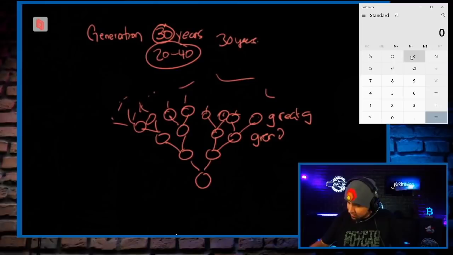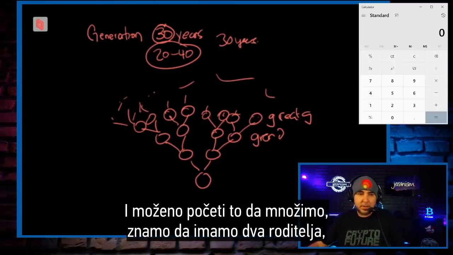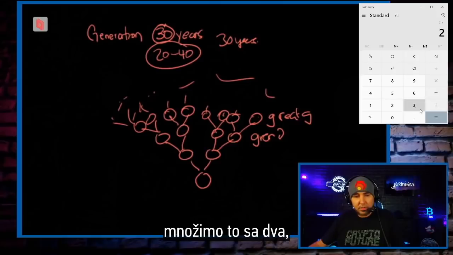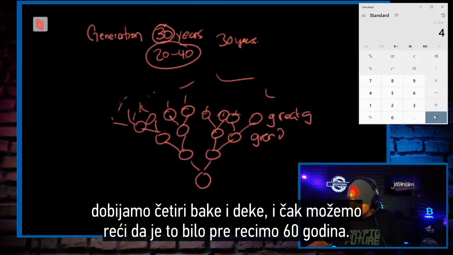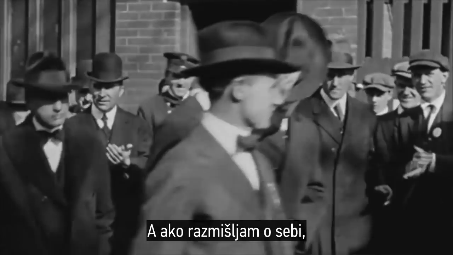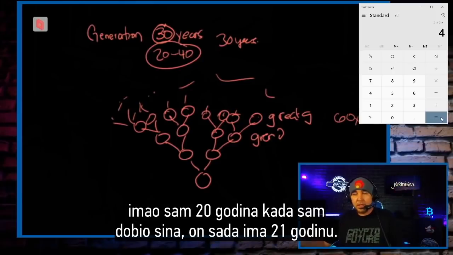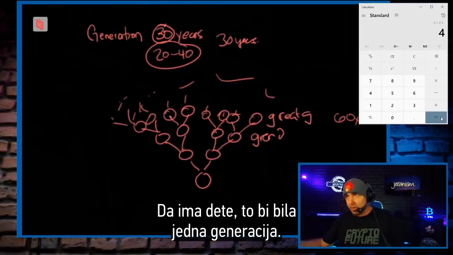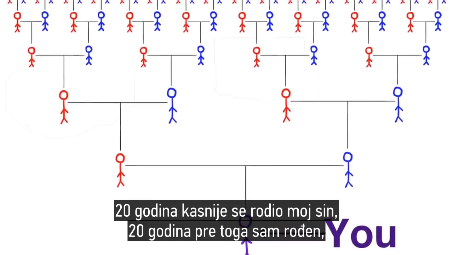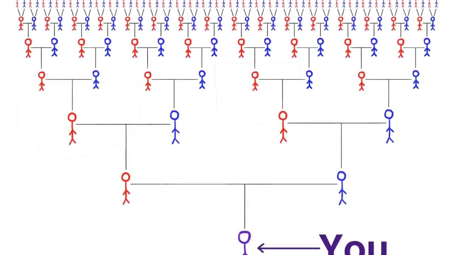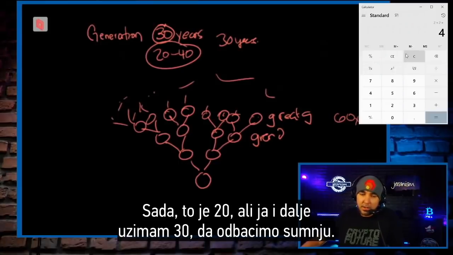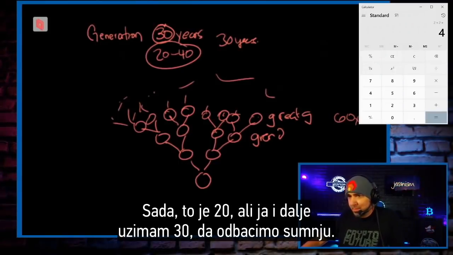Okay? And so what you can do is you can start multiplying that back, and you can say that we know we have 2 parents and times 2. So I had 4 grandparents, and you could even say that that was about, say, 60 years ago. And if I think about me, I was 20 when I had my son. He's now 21. If he had a child, it would be 1. So you've got my son having a child that's 1. 20 years later, my son's born. 20 years before that, I was born. 20 years before that, my dad was born. 20 years before that, my grandfather was born. Now, that's 20, but I still will take 30 and give them the benefit of the doubt here.